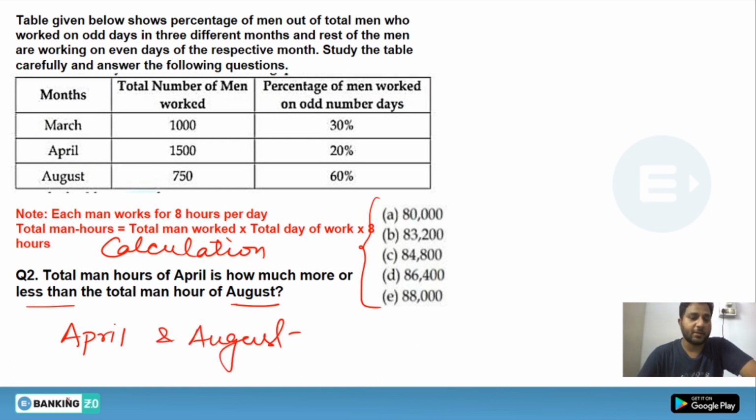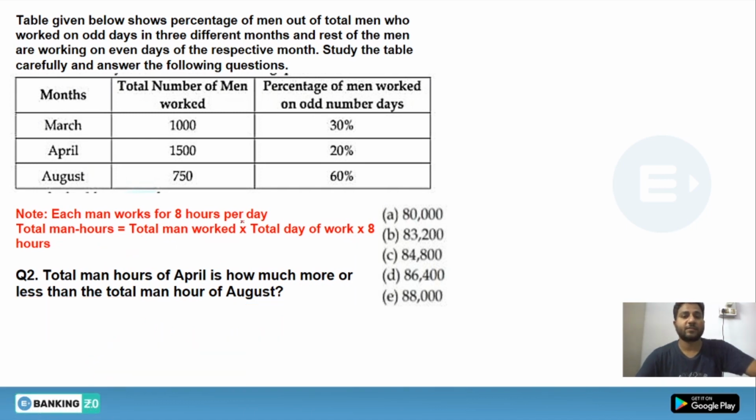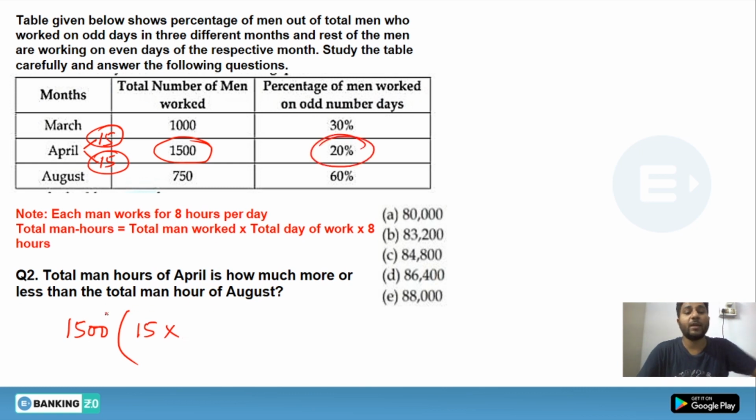All right, let's start. First of all, we need to find April. As we know, in April we have got 30 days. That means even and odd days will both be equal, which is 15. Now if these two are equal, your calculation will become easier, because 1500 will always be a common part. And as you can see, for the first 15 days, or the odd number of days, 20% workers will be available out of a total of 1500 workers.